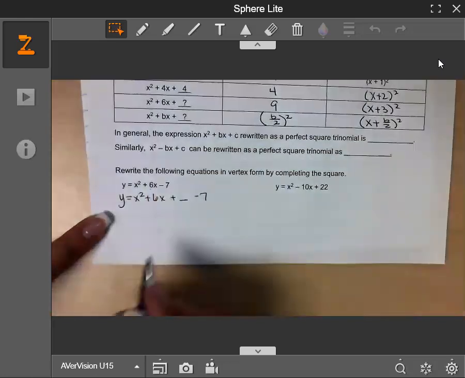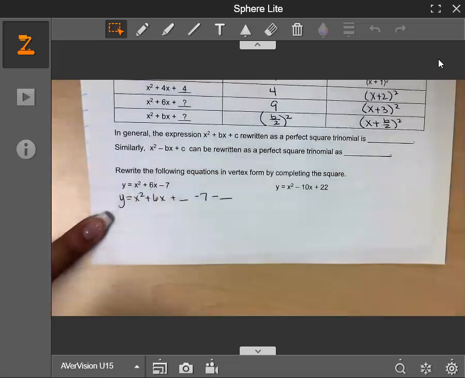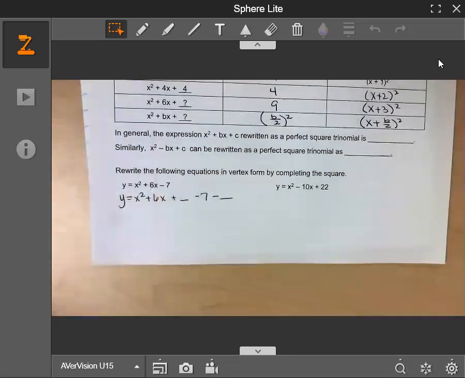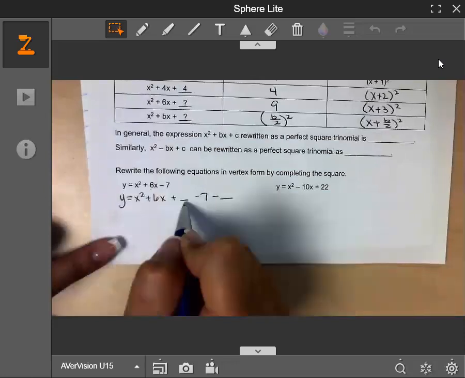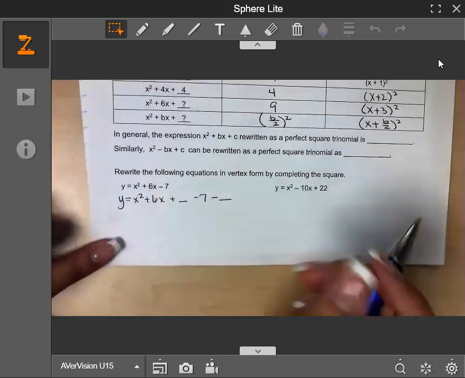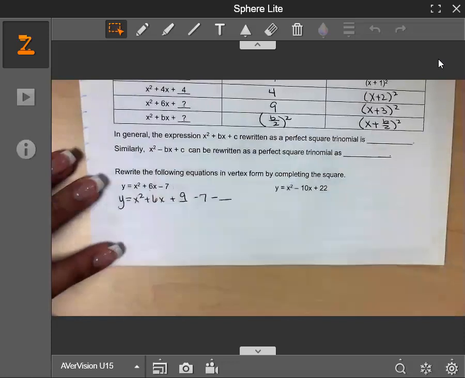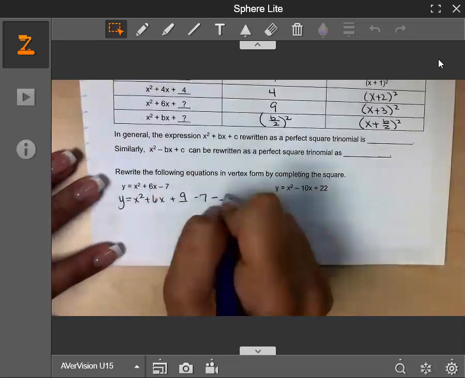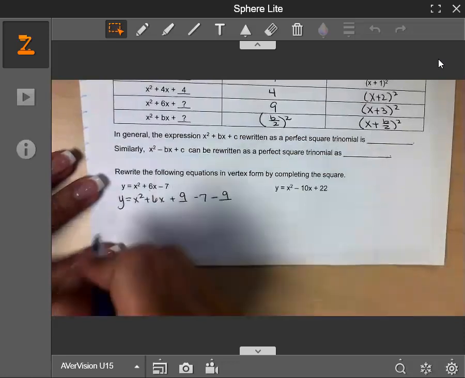Now, if I add something here, I am changing the equation. So I'm going to have to subtract that same thing from there in order to not change the value of the equation. But I need this to be a perfect square trinomial so that I can factor it to look like this and I can get the vertex form. So 6 divided by 2 is 3 and squared is 9. Now I added 9, so I'm going to go ahead and subtract 9 so that I am not changing the value of the equation. Now we're ready to factor.